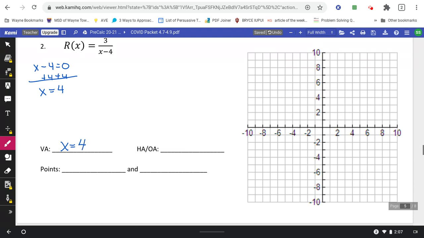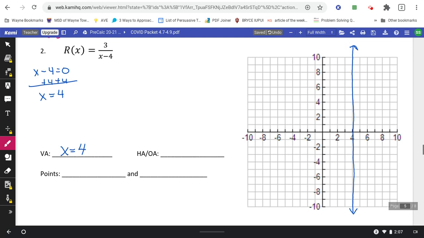And I'll make sure I plot that, draw that at the point 4, right through here. There's your vertical asymptote, x equals 4. Step number 2 says that I'm going to need to find the horizontal or oblique asymptote and draw the line.